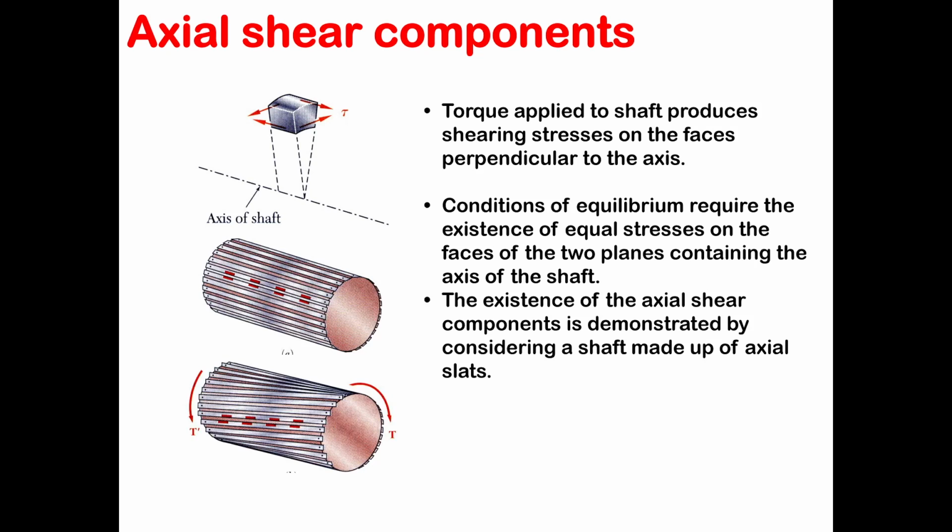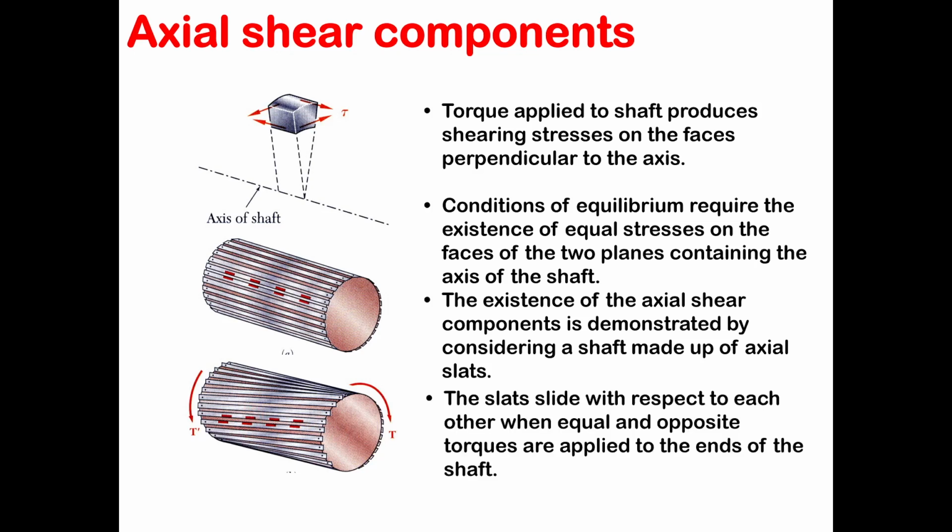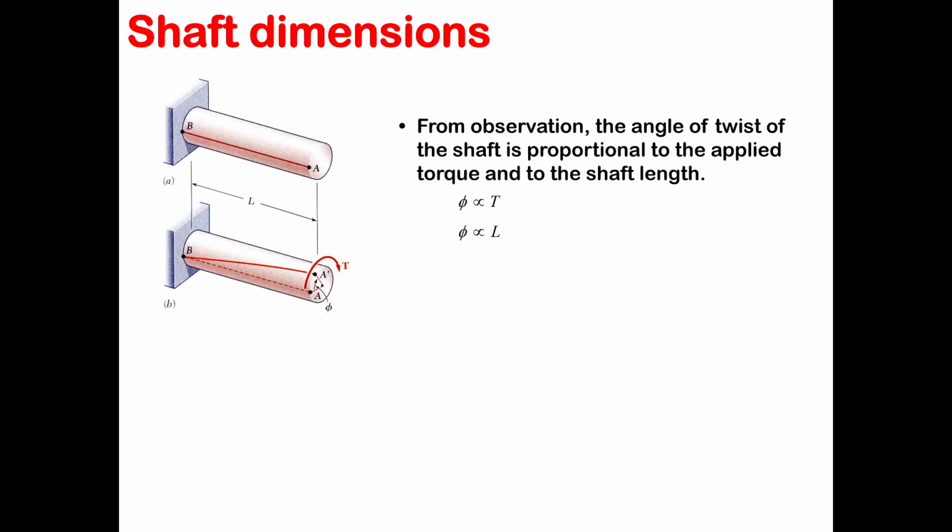The existence of axial shear components is demonstrated by considering a shaft made up of axial slats. So you can see the effects of shear stress when applying a torque here, right? The slats slide with respect to each other when equal and opposite torques are applied to the end of the shaft, right? But how can we find this angle of twist, how much the deformation is? Essentially the angle of twist represents your deformation, and that's why we want to find it.